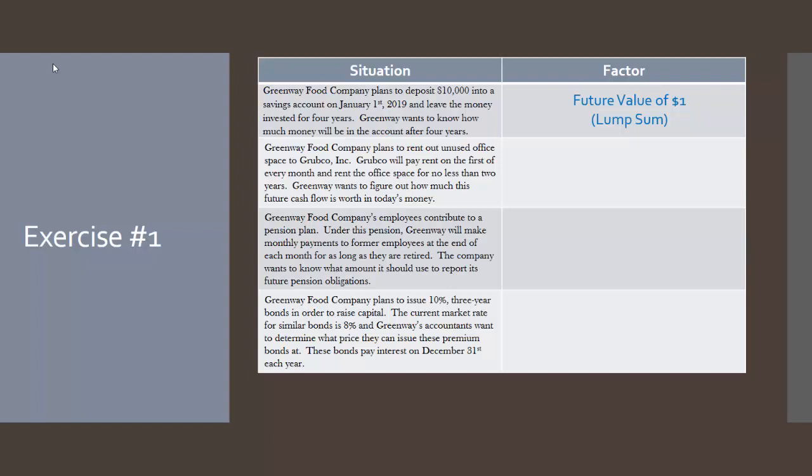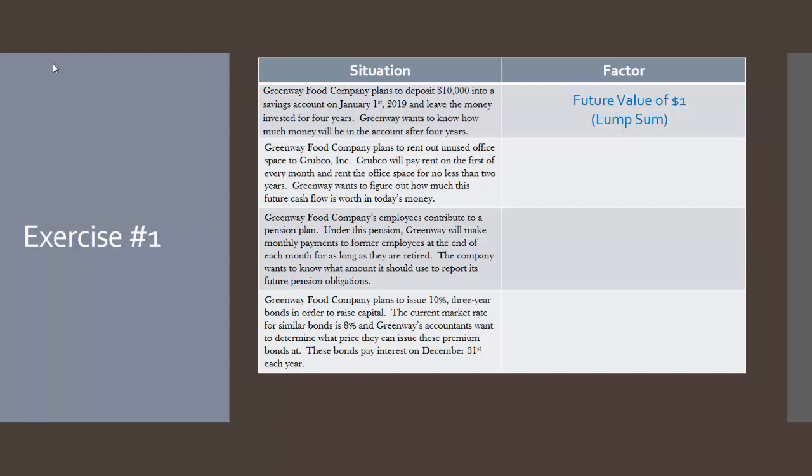In our second situation, Greenway Food Company plans to rent out unused office space to Grubco Incorporated. Grubco is going to pay rent on the first of every month, and they're going to rent the office space for no less than 2 years. Greenway wants to figure out how much this future cash flow is worth in today's money. So what we have here is a series of payments. They're paying rent every month, right? And since it's a series and you pay rent in the same amount every month, that's an annuity.